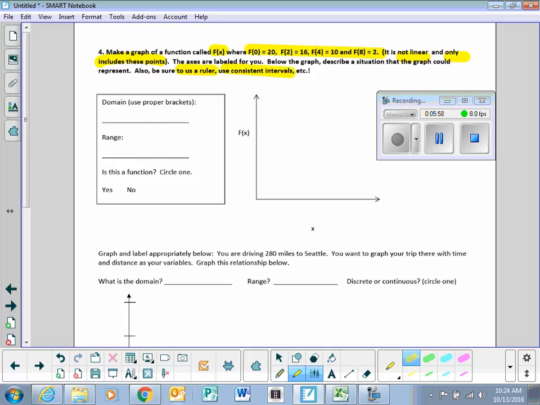Okay? First of all, the first thing I would do is bring out a ruler, and I'll go ahead and show you that. I'm going to bring out a ruler.